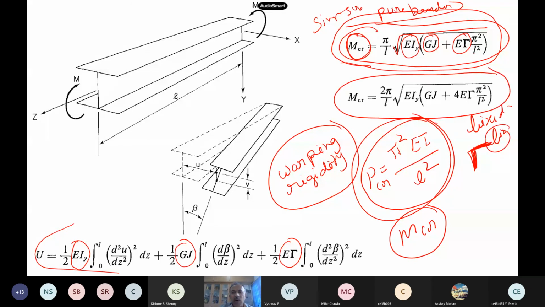Now compare this with this. What do you identify comparing simply supported and fixed? What is the ratio? For a beam subjected to pure bending, which is higher, simply supported or fixed? The first expression is for simply supported, the second for fixed. What is the difference between these two? It is approximately double. Of course, you have 4 here, but that term will be very, very small.